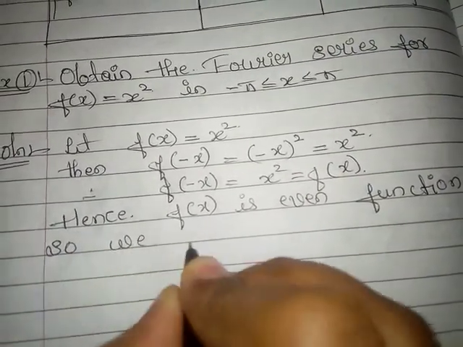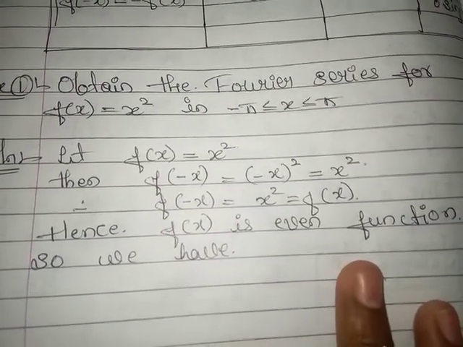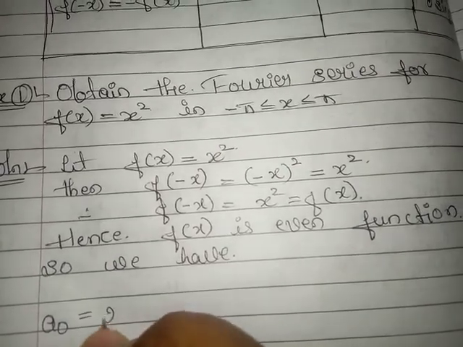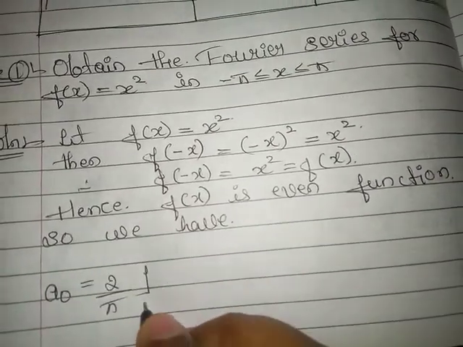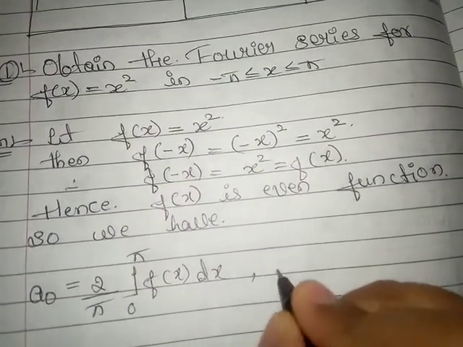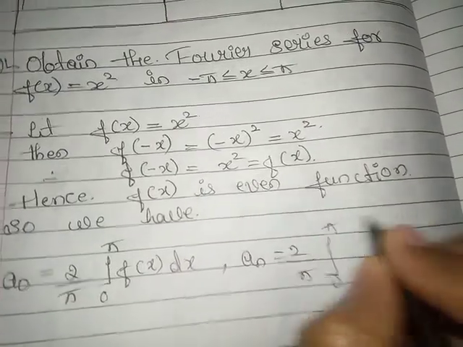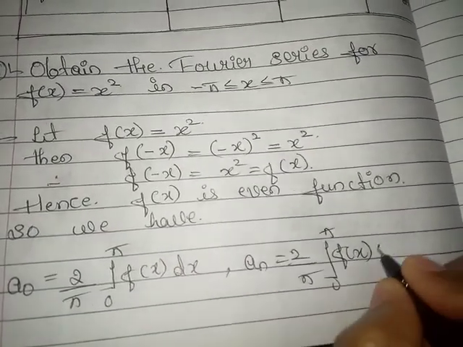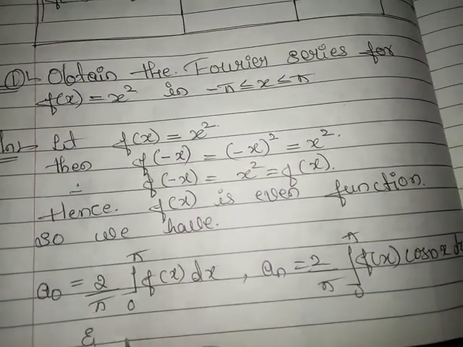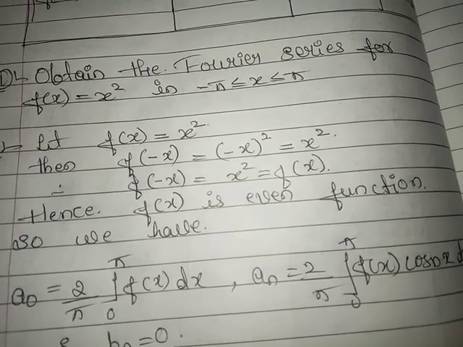So when f of x is even, the coefficient bn value is 0 and a0 is equal to 2 by pi integration from 0 to pi f of x dx, and an is equal to 2 by pi integration from 0 to pi f of x cos nx dx, and bn is equal to 0. We have to find first a0, an.